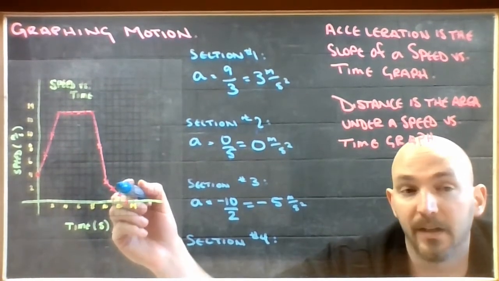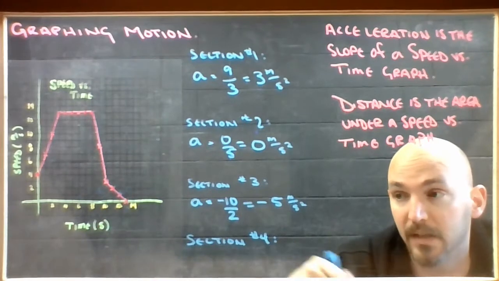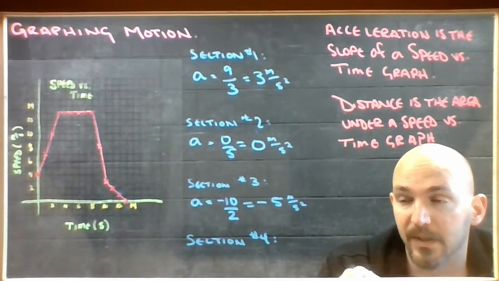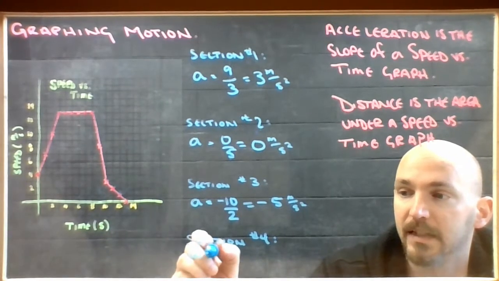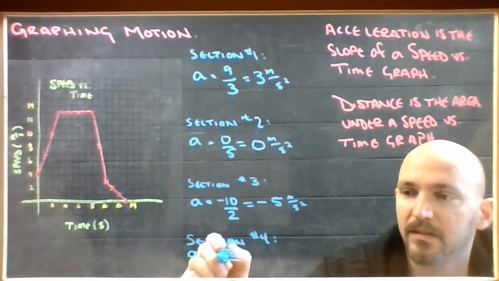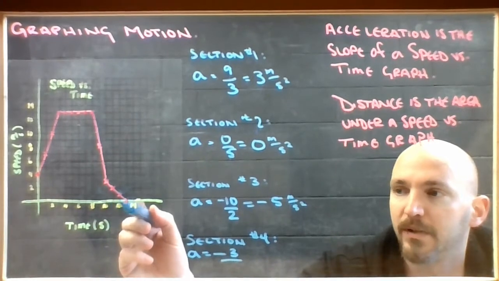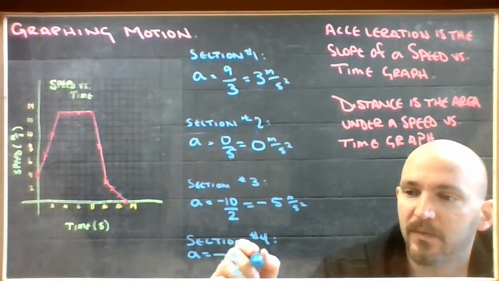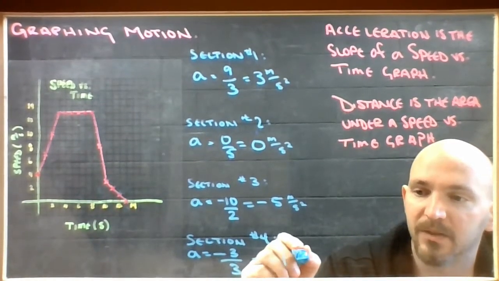Section 4 then. This section here, it is also dropping, so I'm going to have a negative acceleration. So A is, it drops 1, 2, 3, drops 3 over 1, 2, 3 for a total of negative 1 meters per second squared.